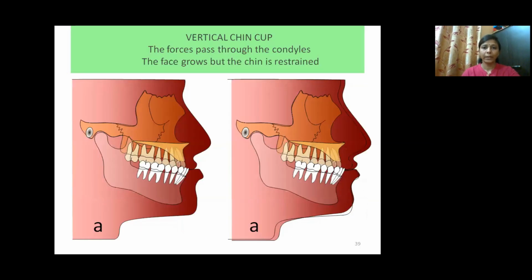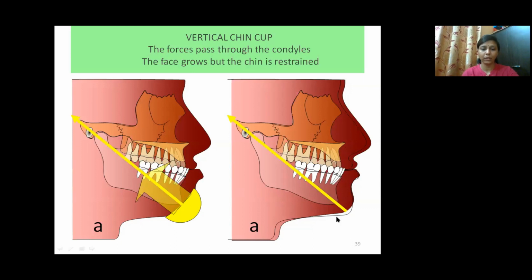In a vertical pull chin cup, the force passes through the condyle. So there is a bodily movement, the whole of the face will grow, but the chin is restrained. There is no growth movement in the chin. We can see in this figure, the mid face is coming forward because there is no restriction, but the chin mandible is held by the chin cup, and there is no change in the second picture. There is no growth of chin.